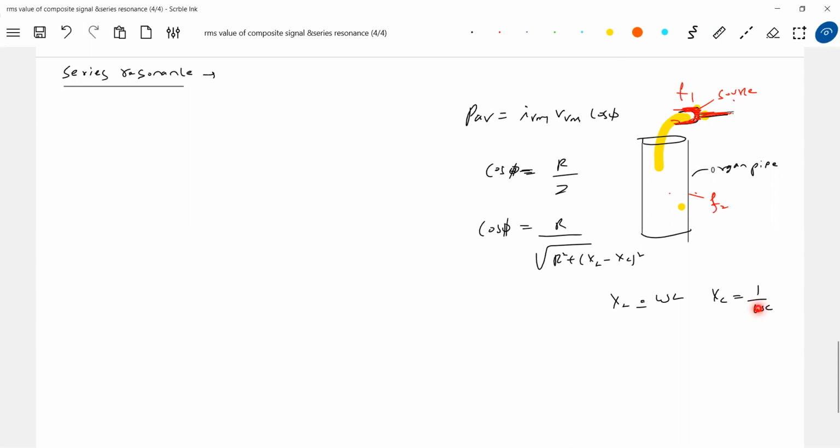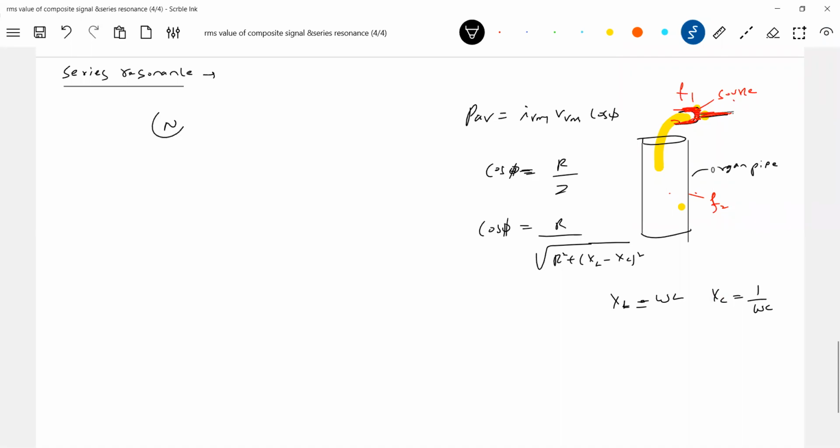So by varying the frequency of the source, can I control the power dissipation in the circuit? By varying omega, I can vary XL and XC. By controlling XL and XC, we can control the power factor, and by the power factor, the average power dissipated. So by varying the frequency of the source, I can see how much power is dissipated in the circuit. This is the basic idea which I'm going to apply here.